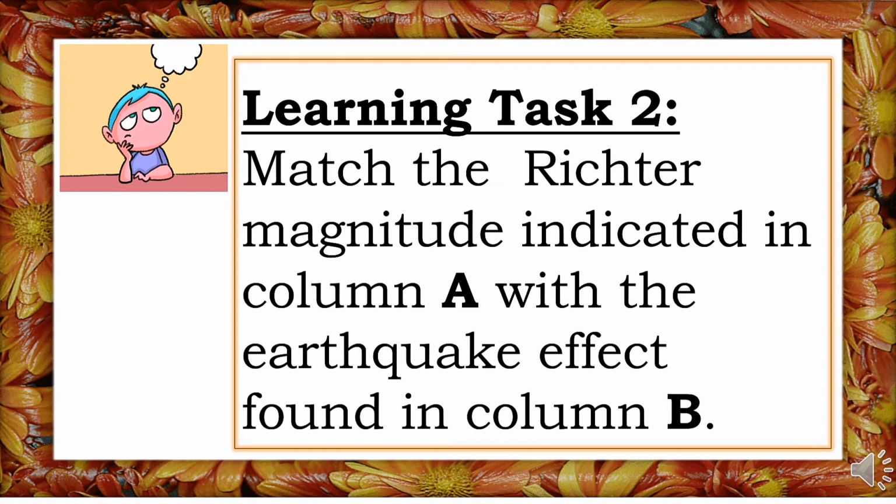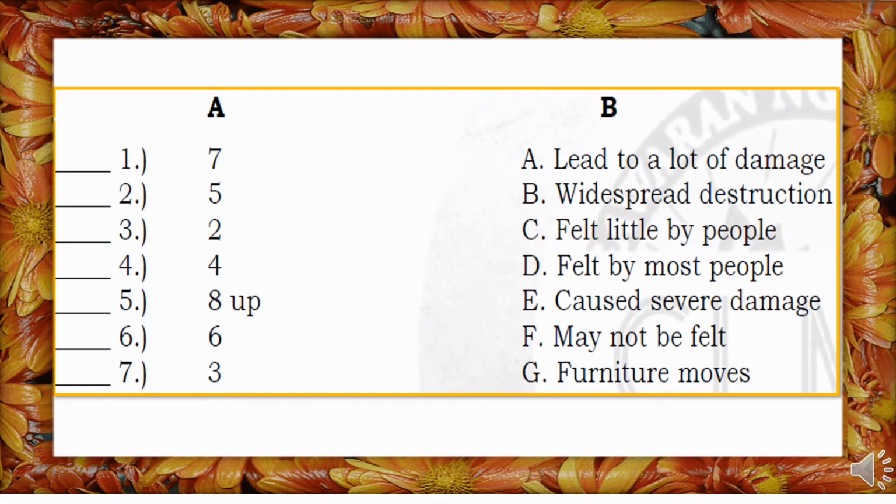Learning Task 2. Match the Richter magnitude indicated in column A with the earthquake effect found in column B. Number 1, magnitude 7, what is the correct answer? The correct answer is letter E, caused severe damage. Number 2, magnitude 5, what is the correct answer? The correct answer is letter D, felt by most people.